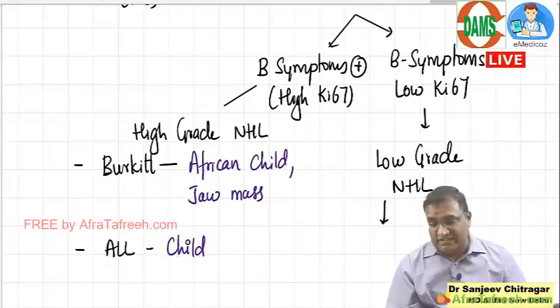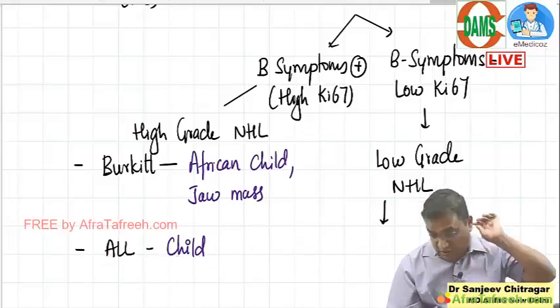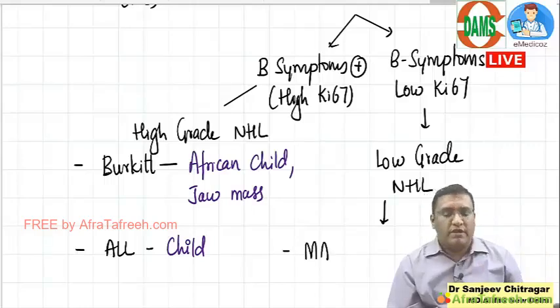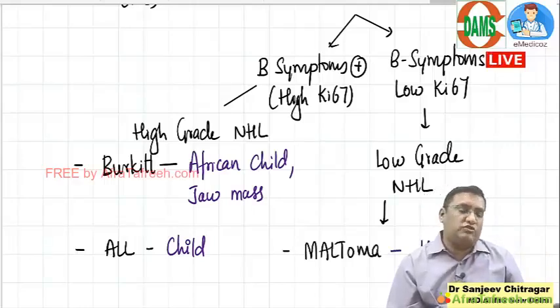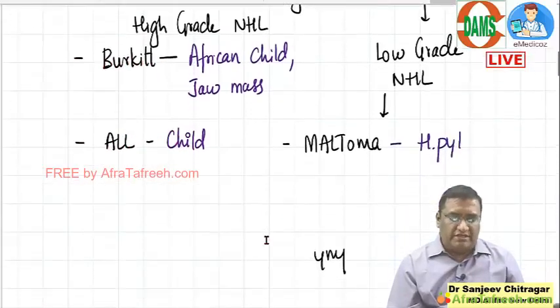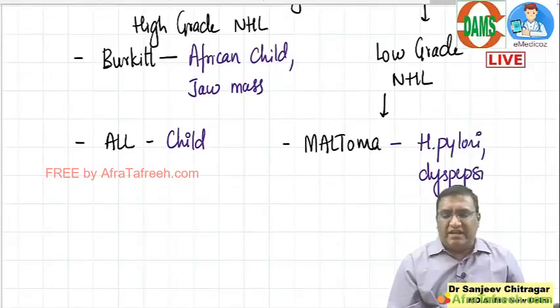Low grade, we are suspecting a B cell lymphoma, low grade non-Hodgkin lymphoma, commonly maltomas. Maltomas, what history we look for? H. pylori, right? H. pylori history will be there for maltoma, which is a low grade lymphoma. Then dyspepsia, etc. will be given.